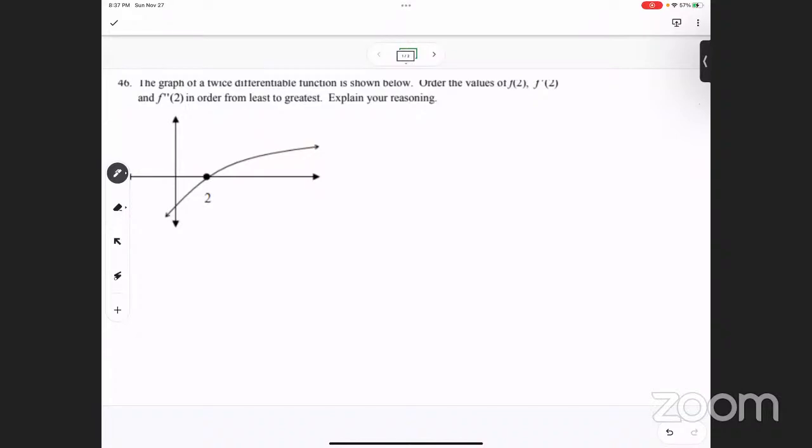Can you see? What's f of 2 equal to? F of 2 or f double prime of 2? Oh, just f of 2. What is it? There's 2, right? Yep. So f of 2 is the y value, which is 0. Very good. So yep, that's 0.